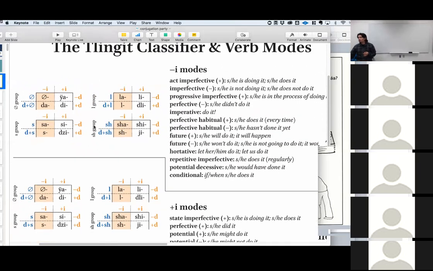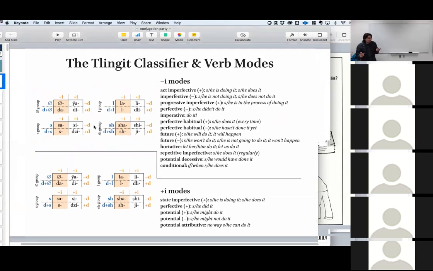And so as we learn more verbs, just take note. What is the classifier? And just start building that inventory. I've got some sheets that I can share with you next week that show a whole bunch of verbs listed by classifier. I try to organize them a few different ways.